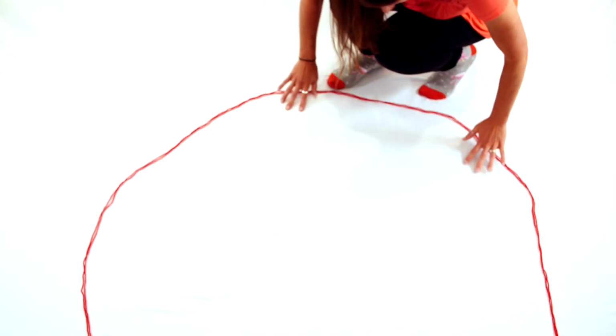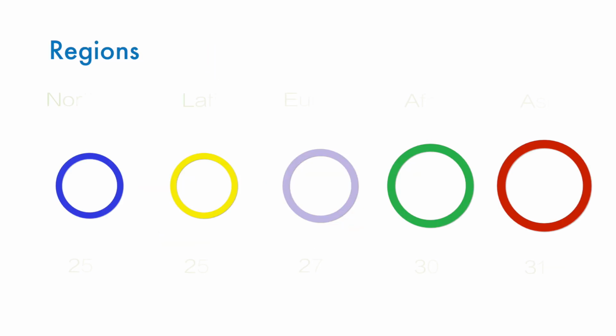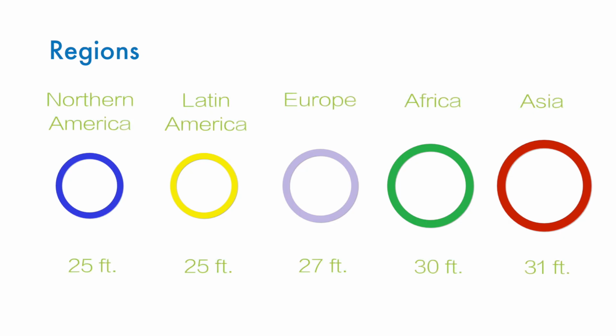When you're ready to start the lesson with students, lay the 5 yarn circles on the floor. Each circle will represent a different region: North America, Latin America, Europe, Africa, and Asia. You'll notice that the yarn circles are different sizes to illustrate the relative sizes of each region.